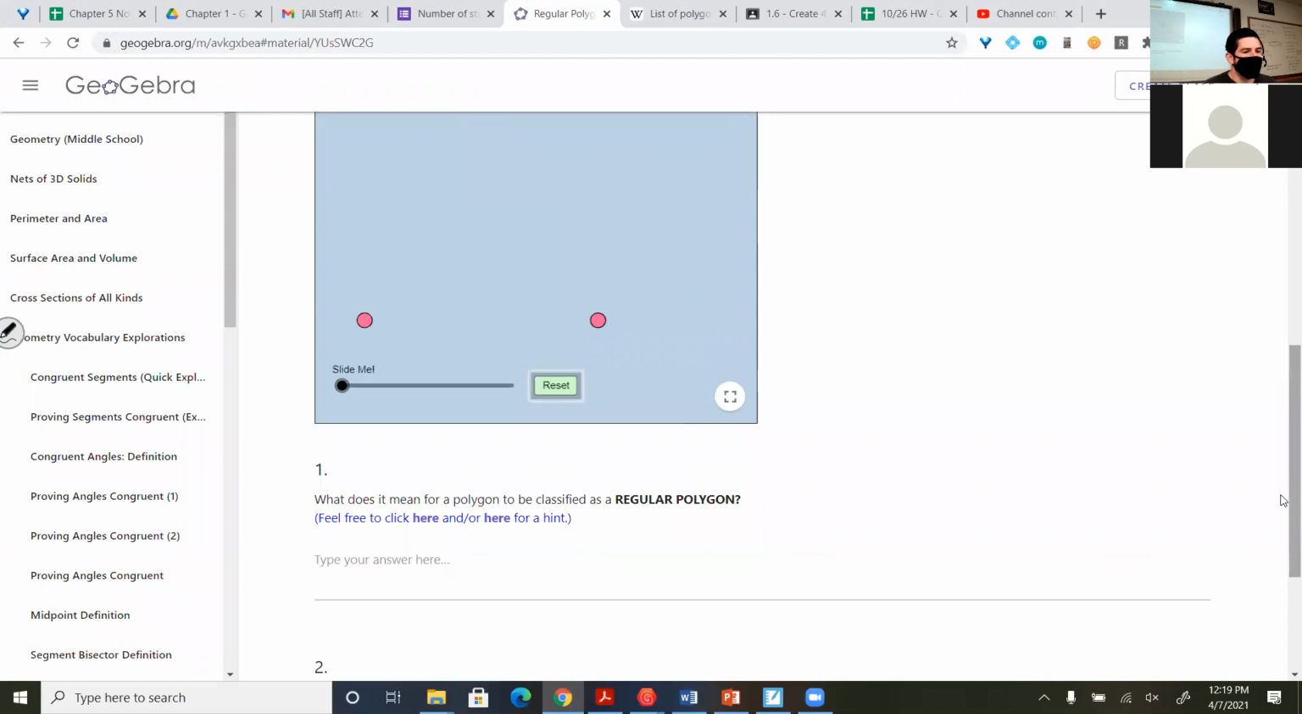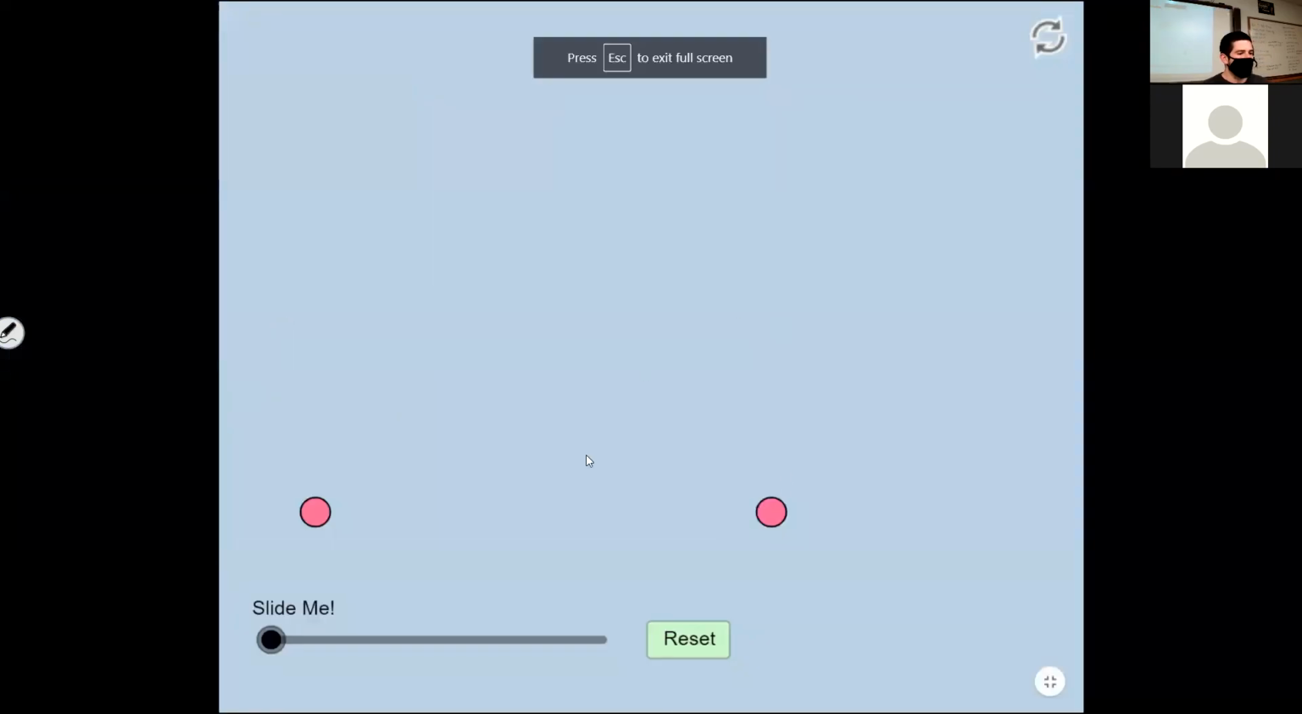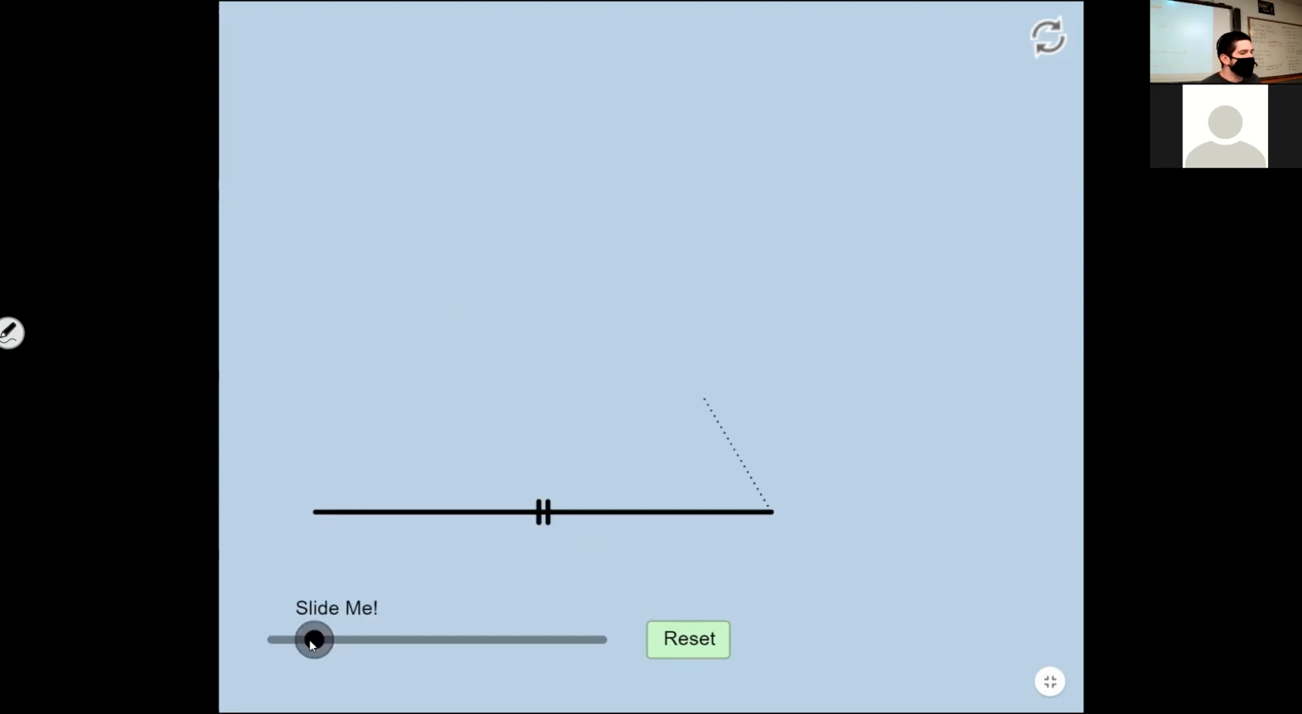So this is a little activity that I found on GeoGebra, creating a regular triangle. I want to create a regular triangle, meaning that all the angles and all the sides are the same. In order to do that, you have to start off with two points, because you have to have one side that exists. Now, once you have one side, you now have one length measurement.